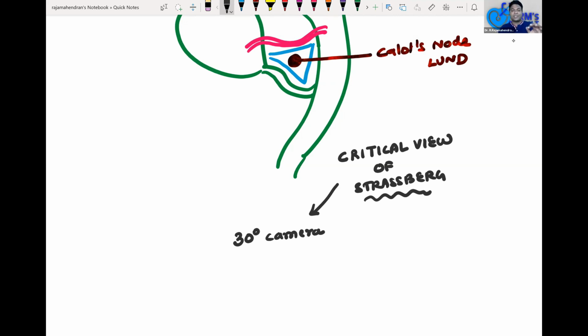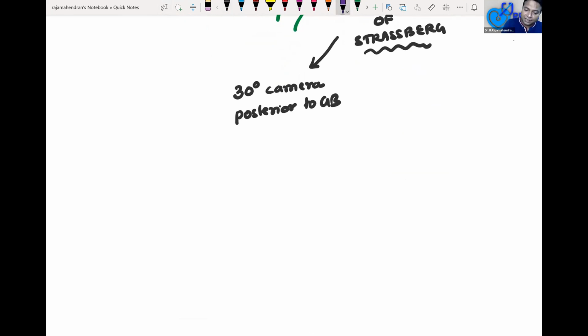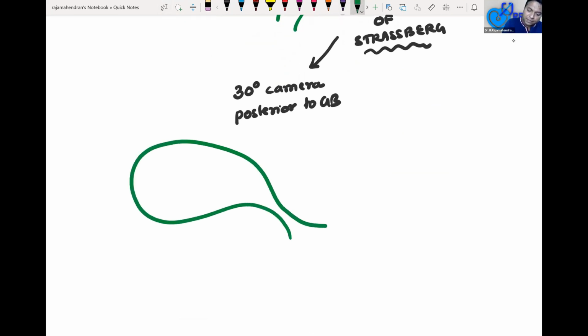You can do it only with a 30-degree camera. From posterior to gallbladder, when I see from behind, I will see the picture like this. This is a cystic duct, it will be seen like this. And from posteriorly, I will see the cystic artery alone entering like this.